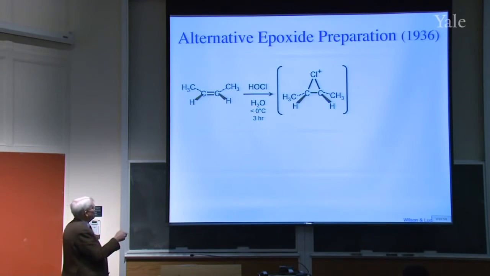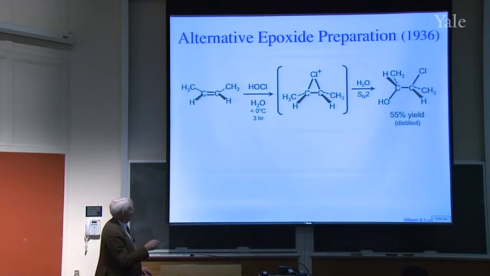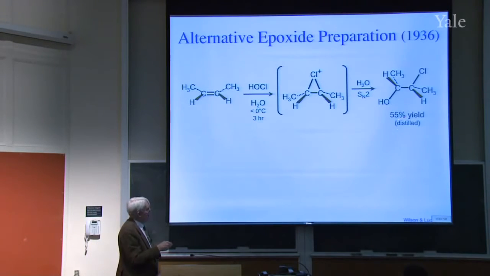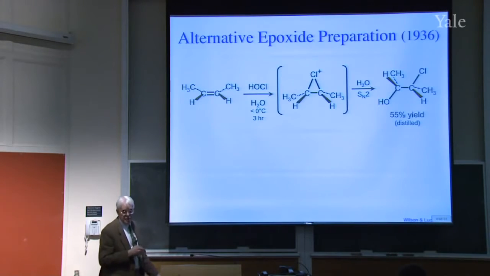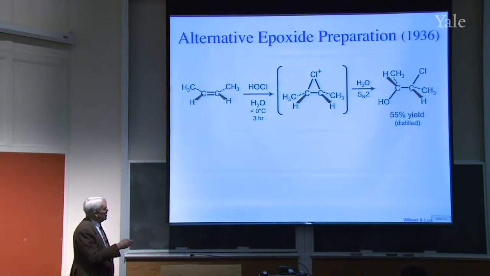And in fact, you have water here that can also do it. So it gives a 55% yield after distillation of this stuff, where you notice what happened was the oxygen attacked backside, opened this ring, right? So this methyl group is back, and this methyl group is back since we started with cis. Okay, so we've got correlated configurations at these two carbons.